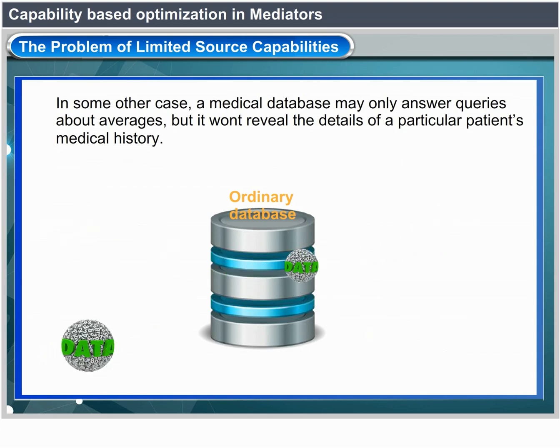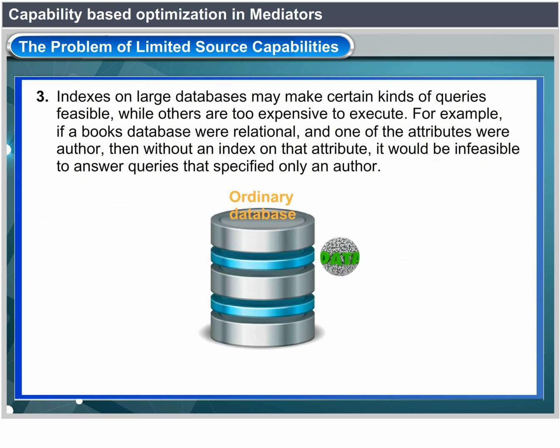Number 3. Indexes on large databases may make certain kinds of queries feasible, while others are too expensive to execute. For instance, if a book's database were relational and one of the attributes were author, then without an index on that attribute, it would be infeasible to answer queries that specified only an author.